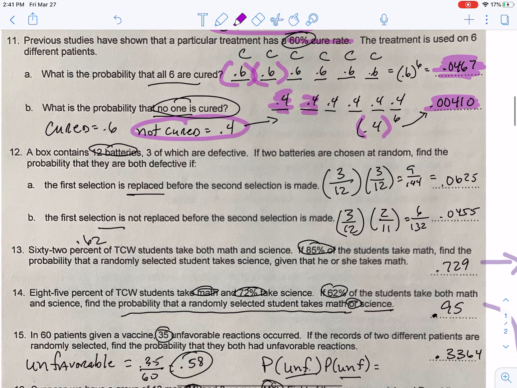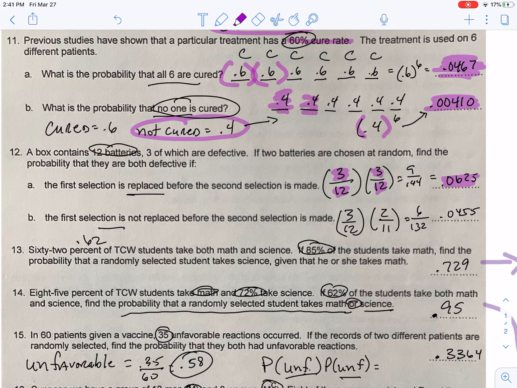On number 12, you have 12 total batteries. In the first one, we take a battery out, and then we put the battery back in. That leaves me 3 out of 12 for the first time. If I do another battery, I still have 12 batteries in there, and I still have 3 of them which are defective. So you just multiply those 2 events, and you get 9 out of 144, which is 0.0625.